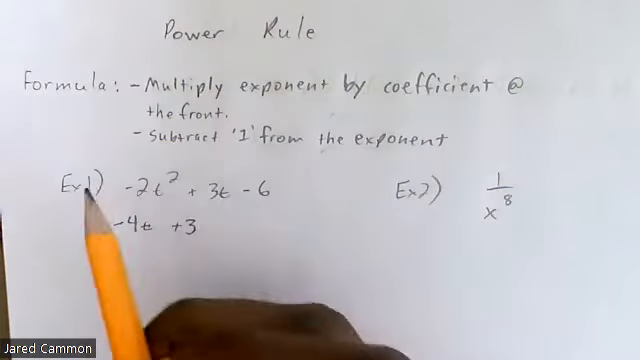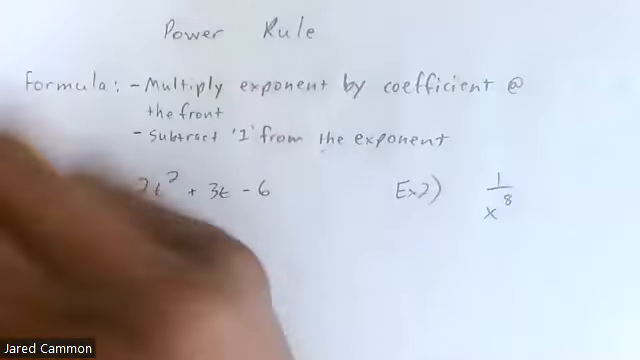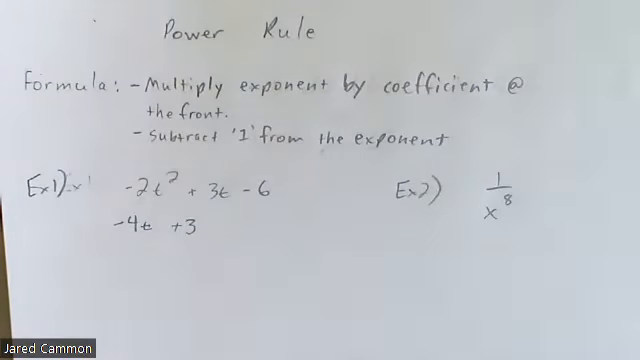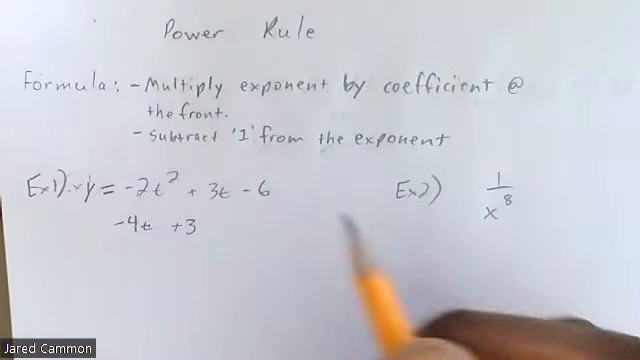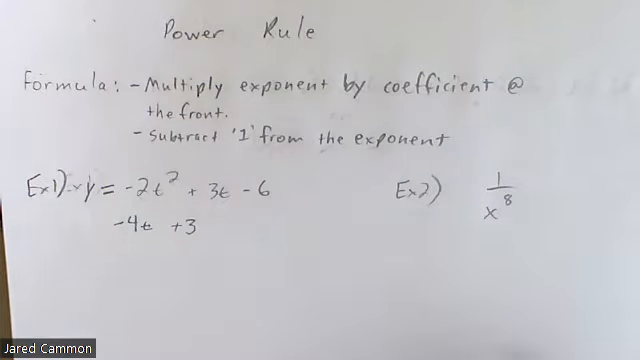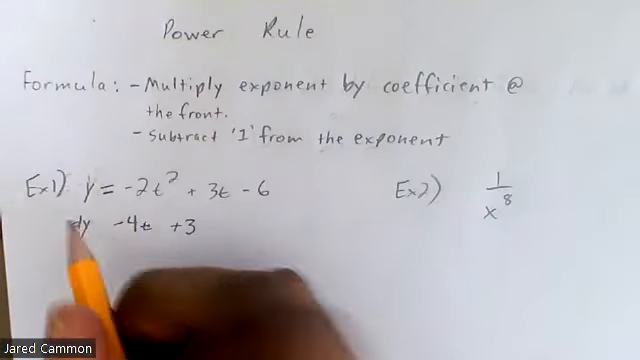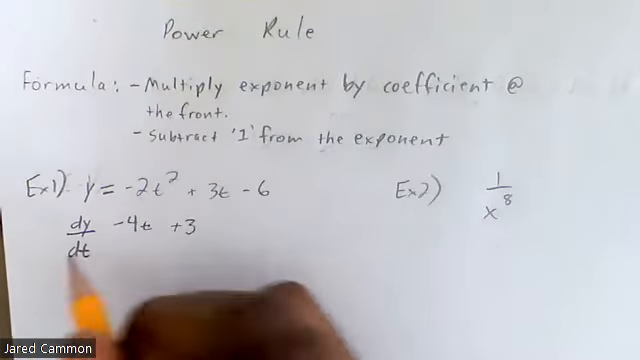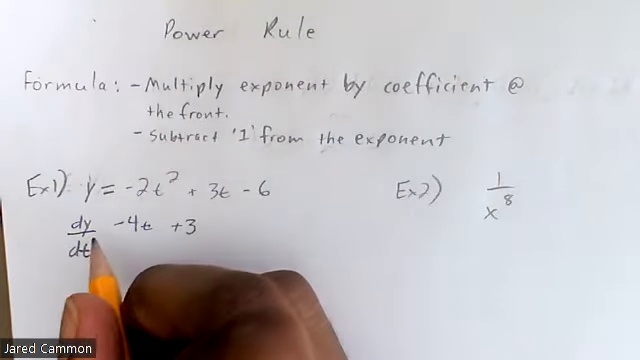Now, oftentimes your book will either say y equals, okay? And if your book does say y equals, then the way that you would symbolize the derivative is you would say dy over dt. So at the bottom goes whatever variable is in that equation, okay?